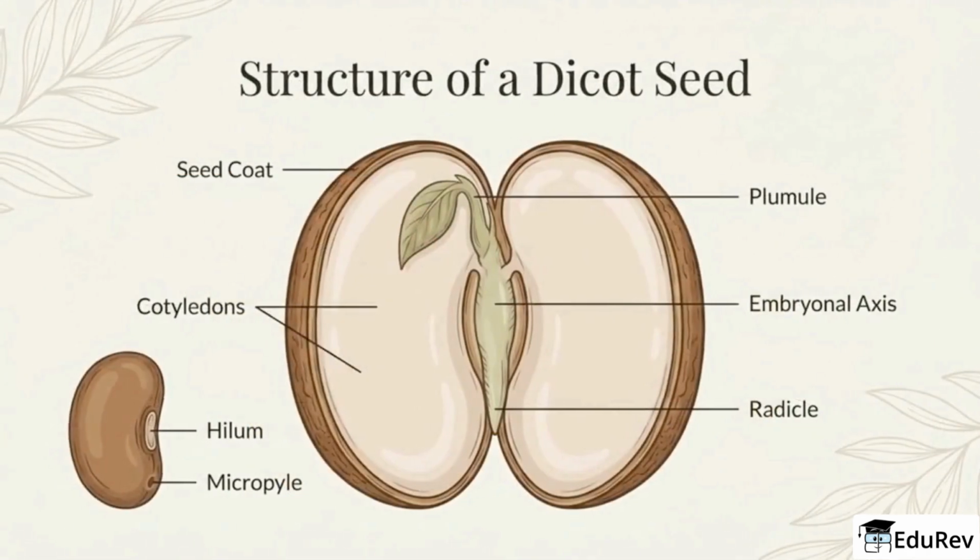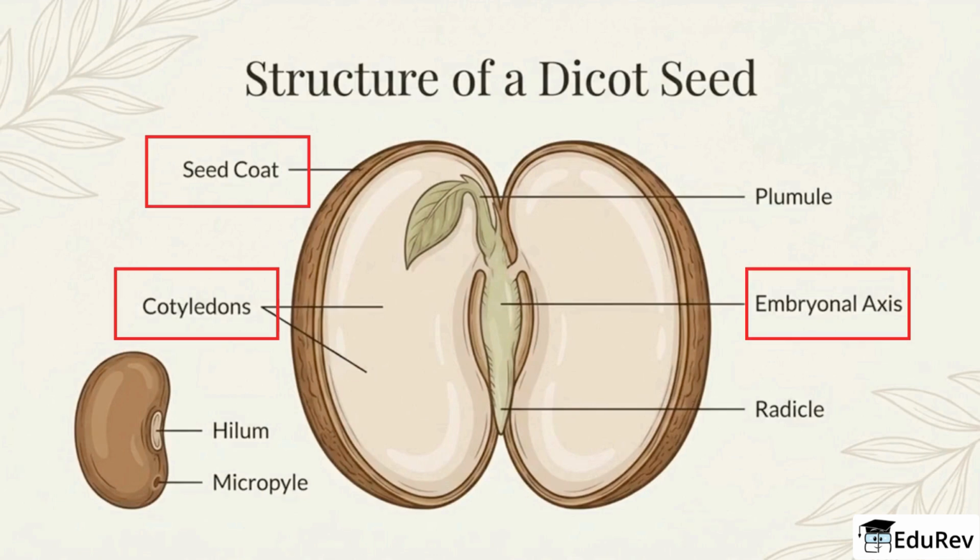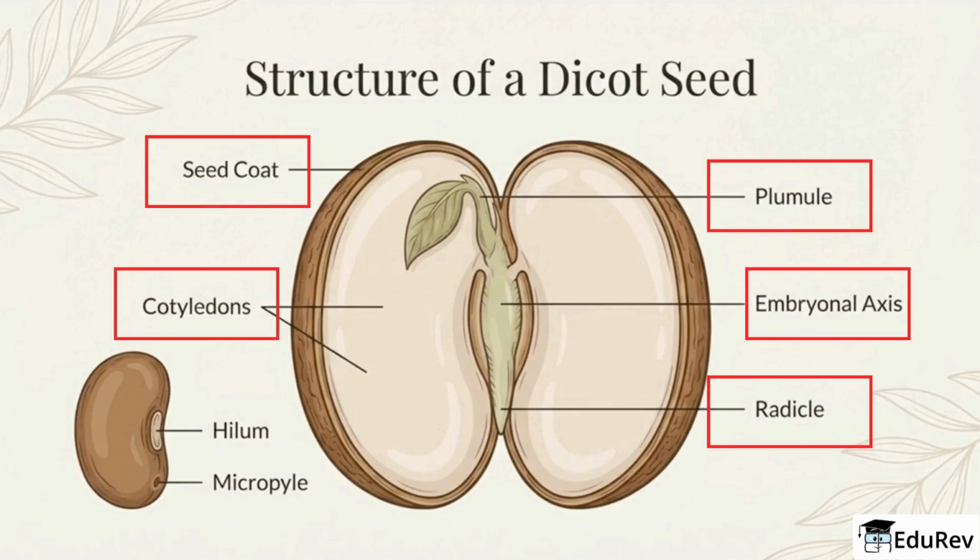A typical dicot seed contains two cotyledons that often store food, a seed coat that protects the embryo, and an embryonal axis with the plumule, future shoot, and the radicle, future root. Structures like the hilum mark the seed's point of attachment to the fruit, and the micropyle is a small pore that allows water entry during germination. These parts coordinate to initiate growth when conditions are right.